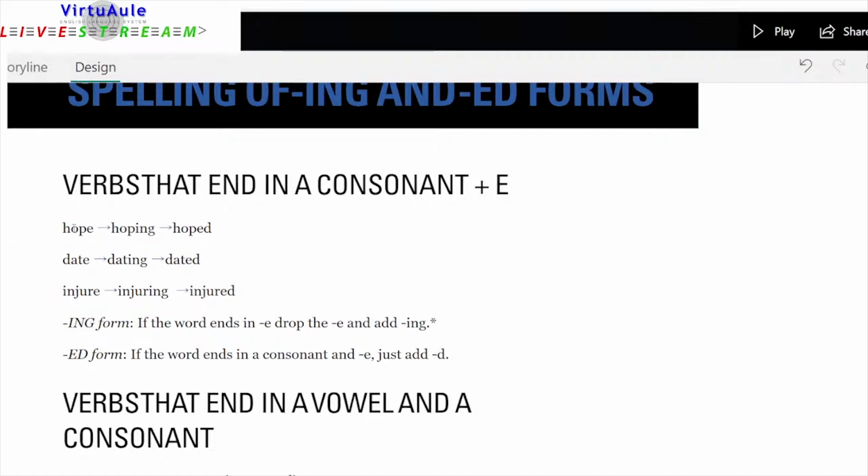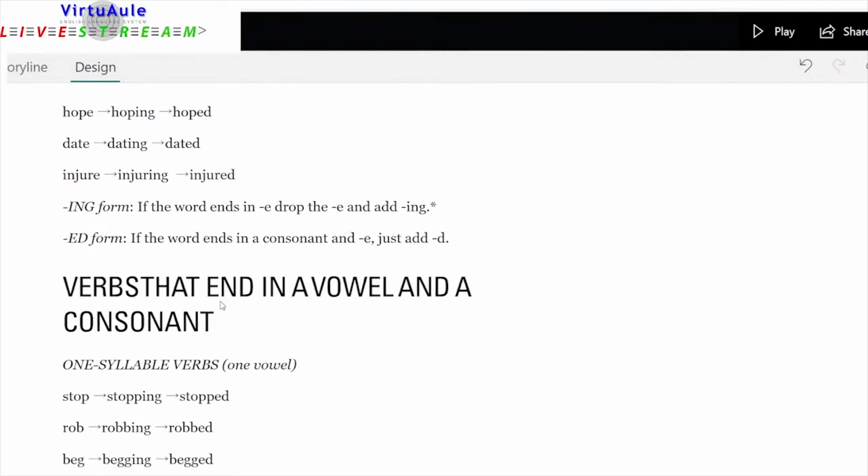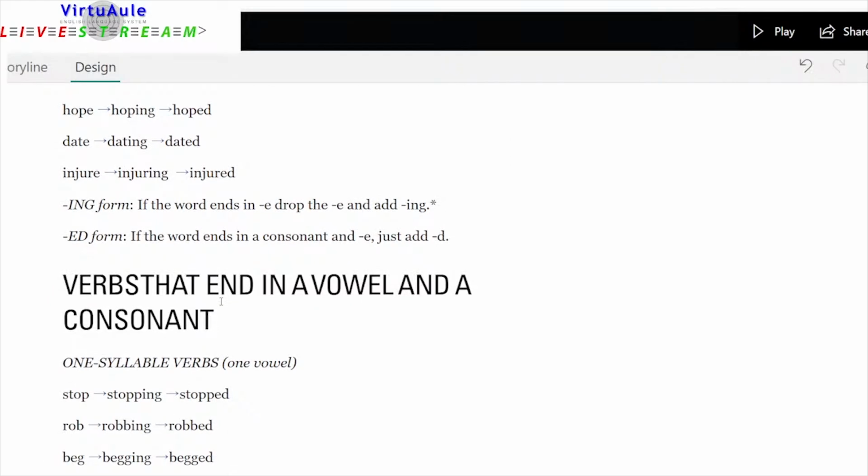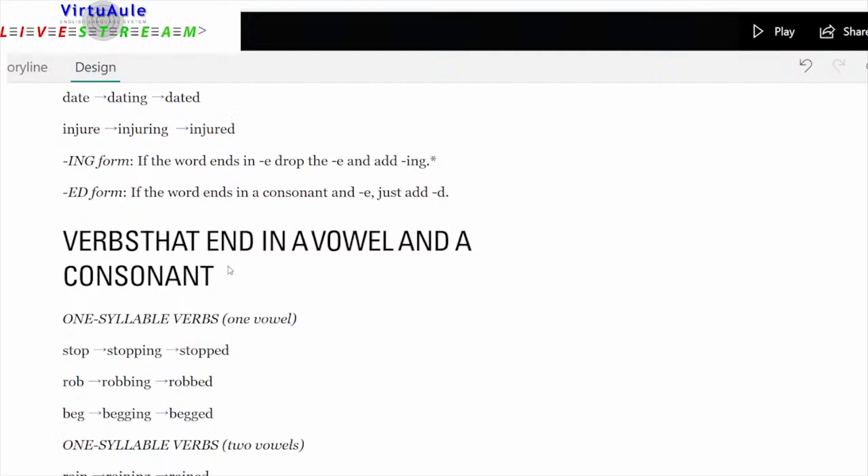For example, we have hope. Hope finishes with a consonant P and a vowel E. So when we add the ing, we drop the E, but when we add the ed, we just add the D. Date is the same. Date, dating, dated. Injure, injuring, injured. So if the word ends in E, you drop the E and you add the ing. In the ed, the past form, the past participle, if the word ends in the consonant E, you just add the D. You don't add another D.